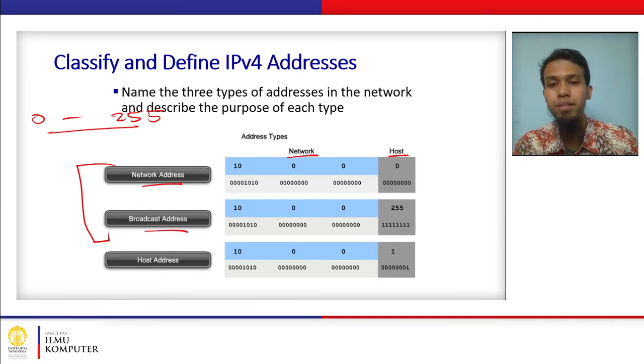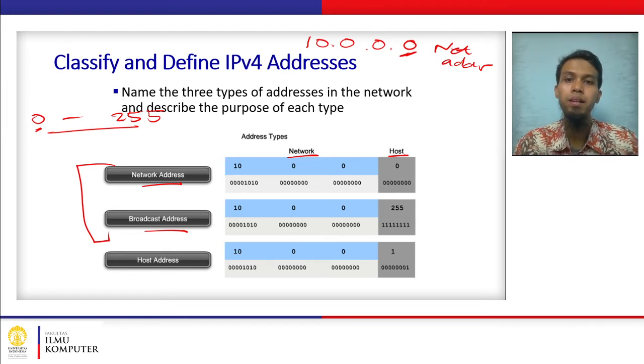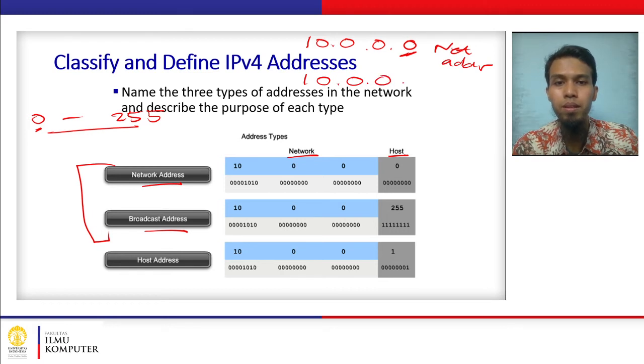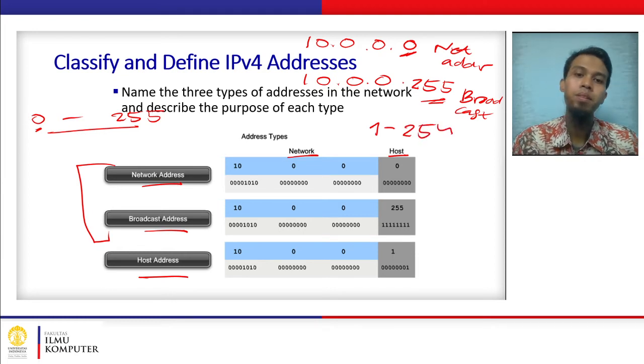The network address is the address at the beginning of the range. If we have this IP range allocated from 0 to 255, then the network address will take the 0. Let's say we have the address 10.0.0.0. This 10.0.0.0 will be used for the network address. Then what about the broadcast address? The broadcast address is the last address, so it will be 10.0.0.255. Then what about the host addresses? The host addresses are the addresses in between these two, so from 1 to 254.